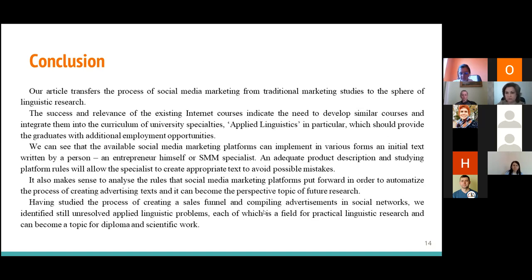And we can see that the available social media marketing platforms can implement in various forms an initial text written by a person. An adequate product description, and studying platform rules, will allow the specialist to create appropriate text to avoid possible mistakes. It also makes sense to analyze the rules that social media marketing platforms put forward in order to automatize the process of creating advertising texts, and it can become the prospective topic of future research.